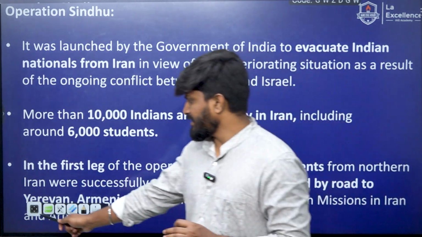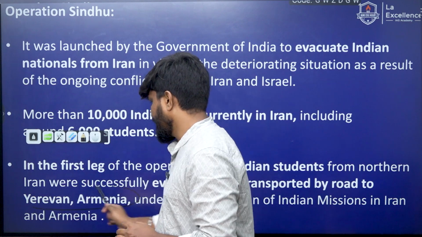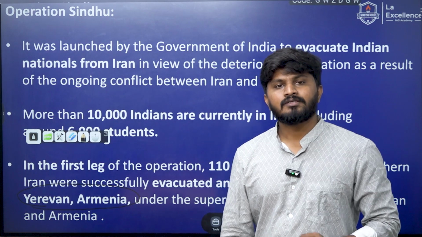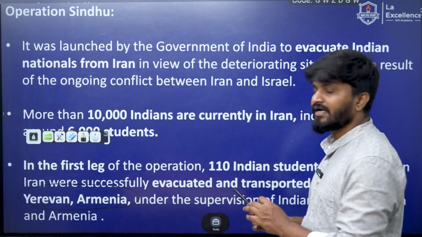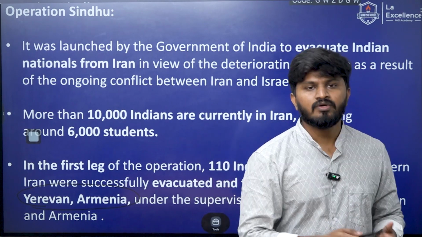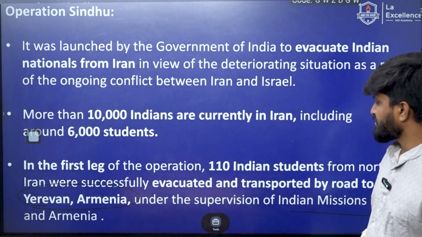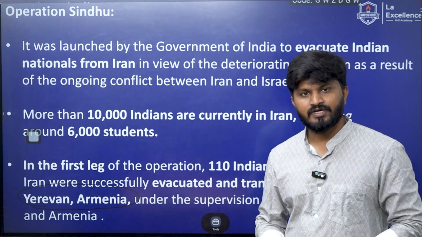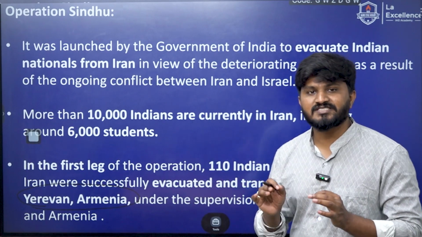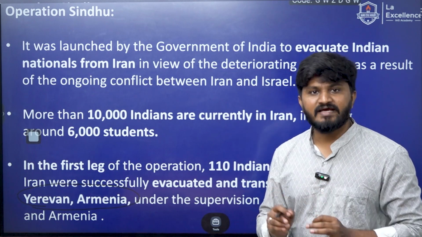This is a very key point. Yerevan in Armenia. So they were not carried away to India directly. Instead, they were transported to Yerevan. From there, they were transported back to India, under the supervision of Indian missions in Iran and Armenia. This point shows the significance of growing relations between India and the country of Armenia.